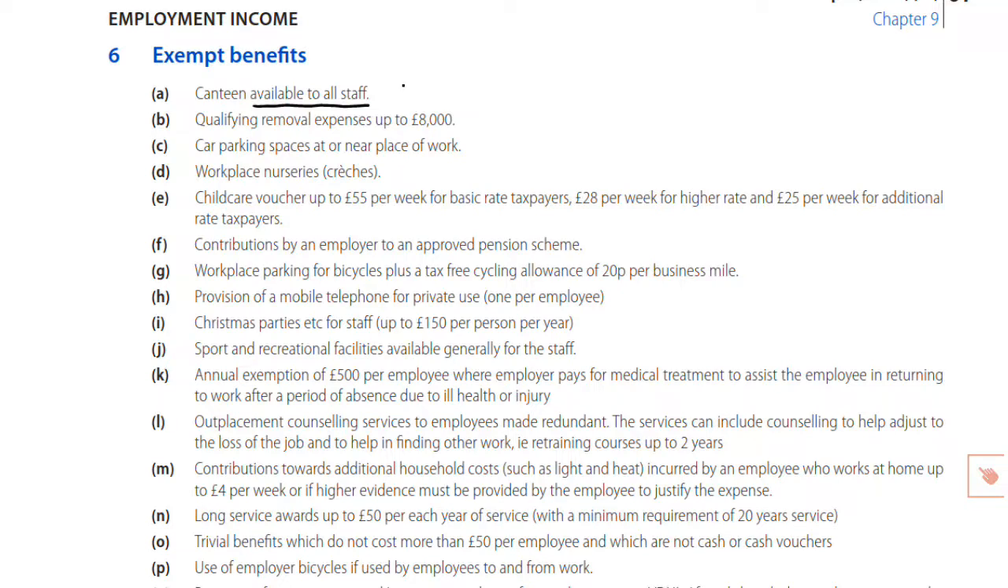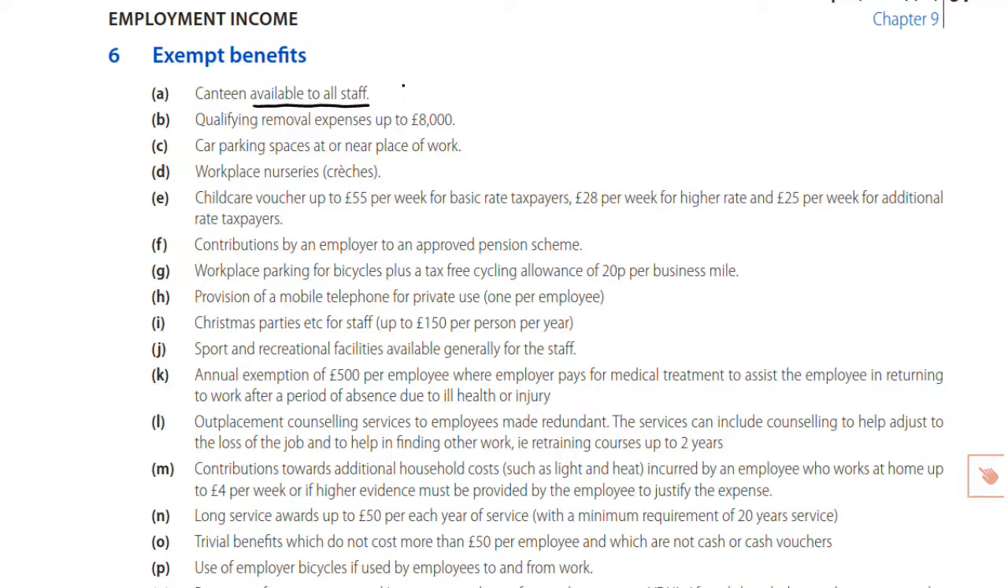Now then, a point here that sometimes gets picked up in questions. There may be, as it were, a workers' canteen and a management restaurant. But so long as the provision made in relation to those is available to all staff, then that will be exempt. It doesn't have to be exactly the same provision. We've got the works canteen and the management restaurant there. As long, again, as the provision is available to all staff, then it will be exempt.